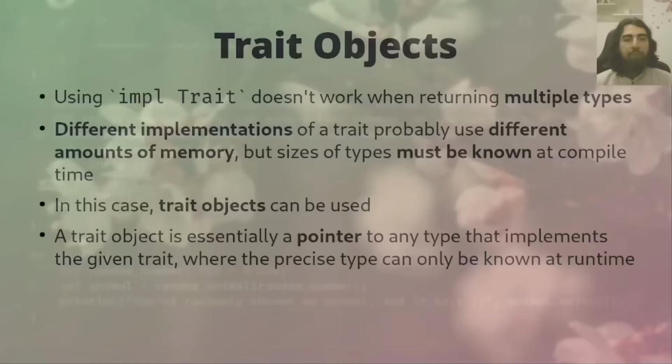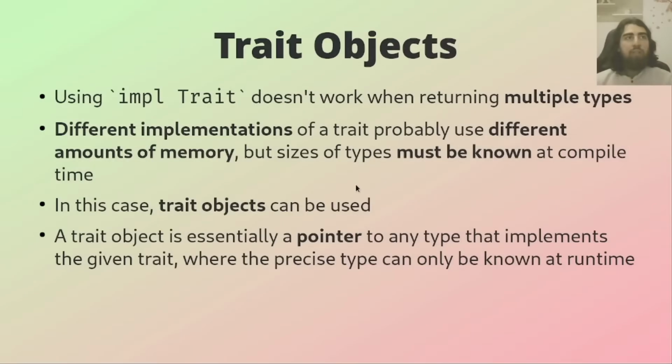So let's see. Trait objects using impl trait doesn't work when returning multiple types. Different implementations of a trait probably use different amounts of memory, but sizes of types must be known at compile time. In this case, a trait object can be used. A trait object is essentially a pointer to any type that implements the given trait, where the precise type can only be known at runtime.